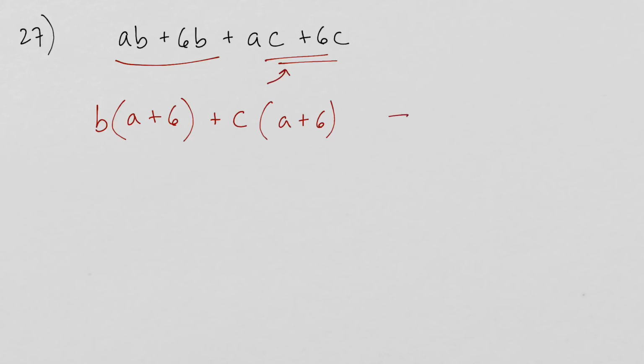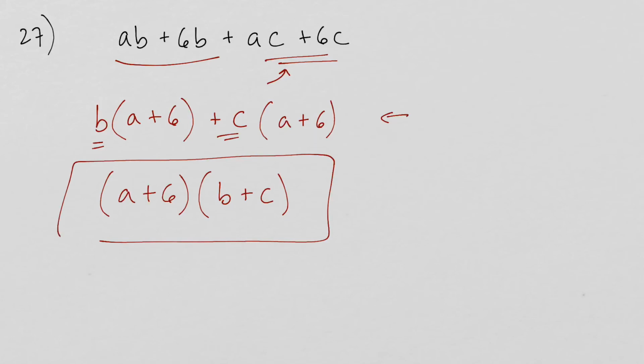So here we have 2 terms. The a plus 6 is the common factor in each term, and then it leaves behind the b plus c. If you're not sure about it, FOIL this and make sure you get back to the original.